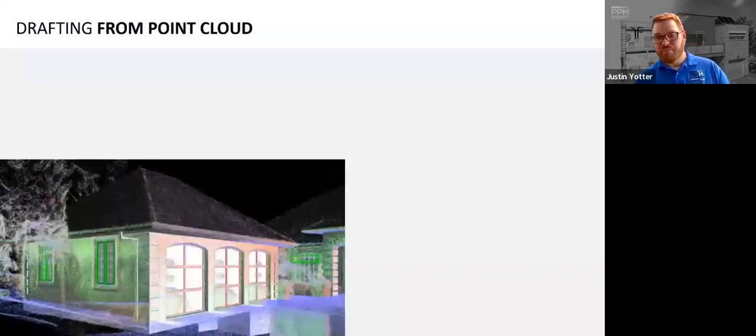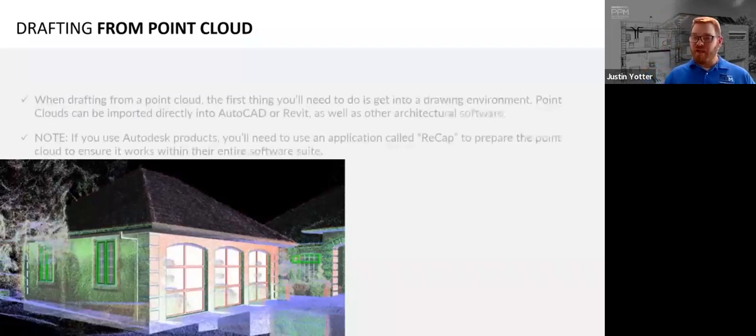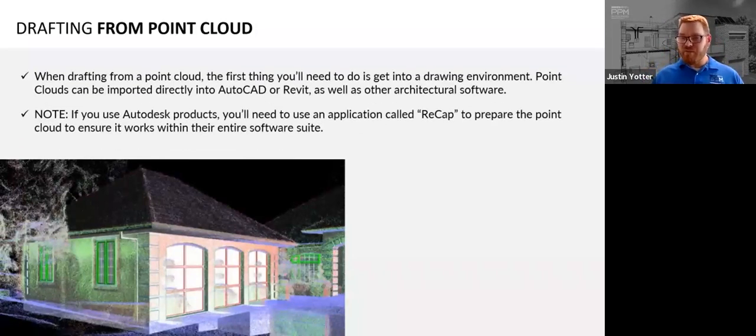Drafting from the point cloud. When drafting from the point cloud, the first thing you'll need to do is get into the drawing environment. This can be imported directly into AutoCAD or Revit, as well as other architectural software. Note, if you use Autodesk products, you'll need to use an application called Recap to prepare the point cloud to ensure it works within their entire software suite.